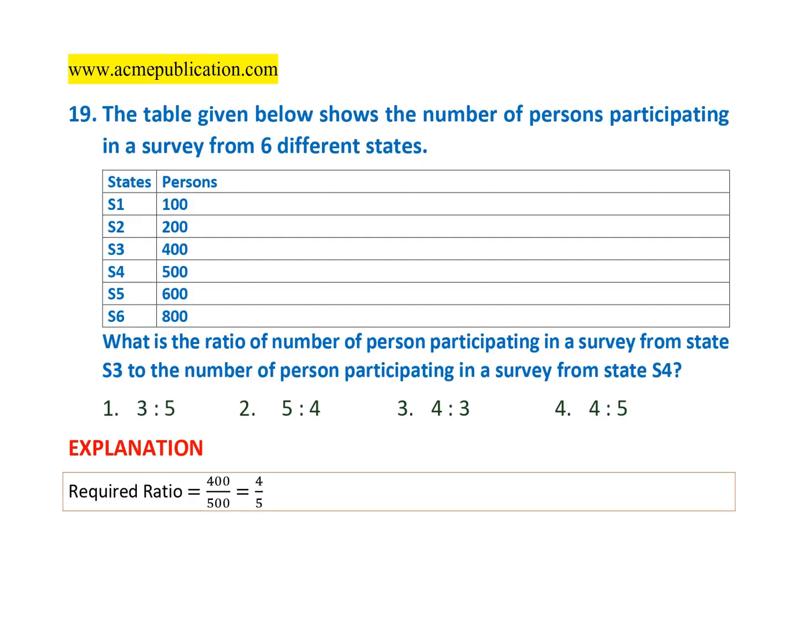Question 19. The table given below shows the number of persons participating in a survey from 6 different states. What is the ratio of number of persons participating in a survey from state S3 to the number of persons participating in survey from state S4? So the simple equation will be 400 upon 500. So the required ratio is 4:5.